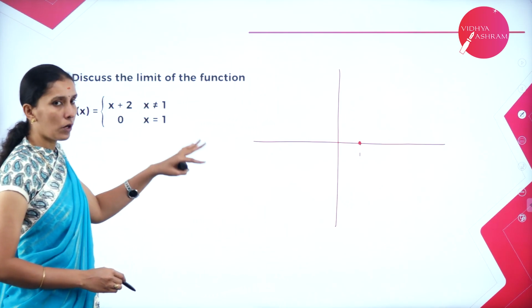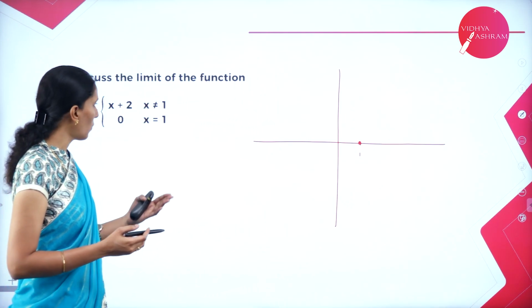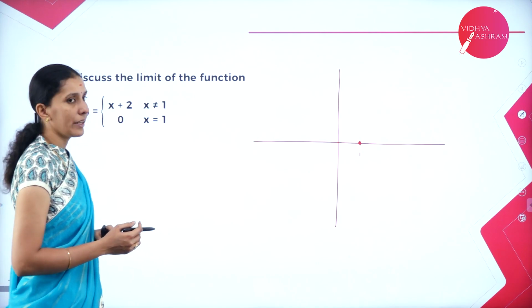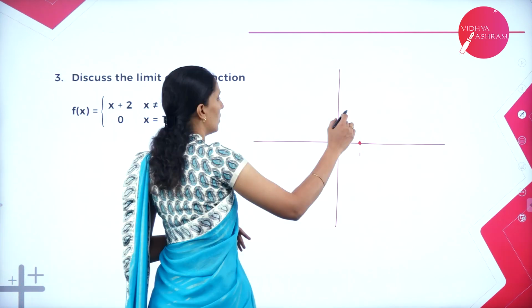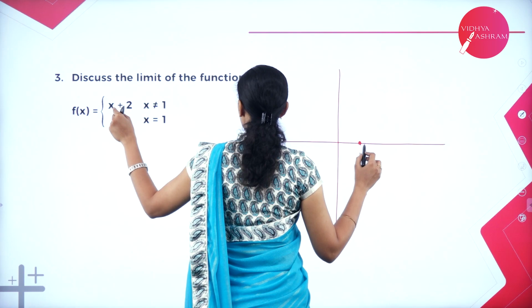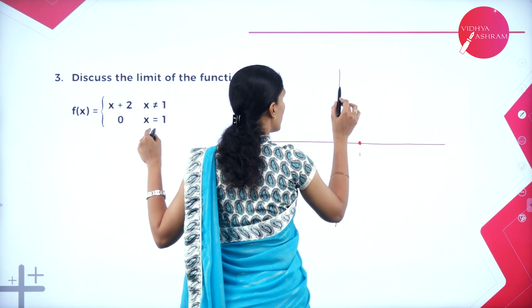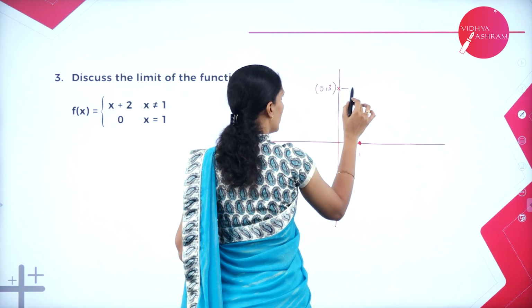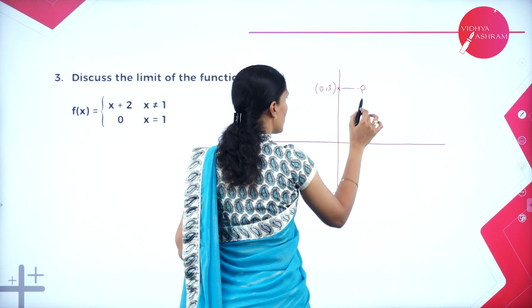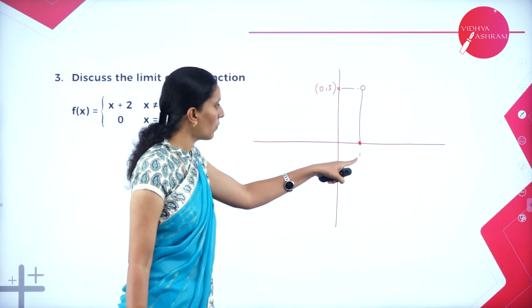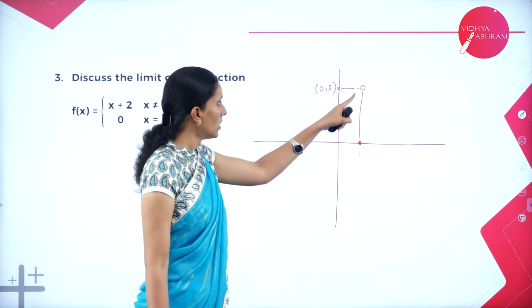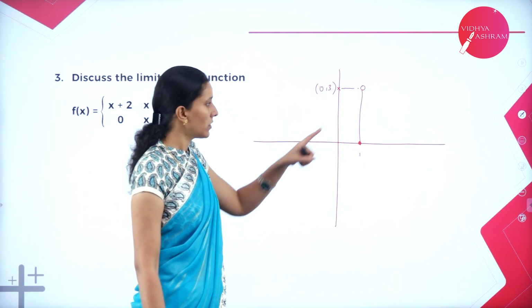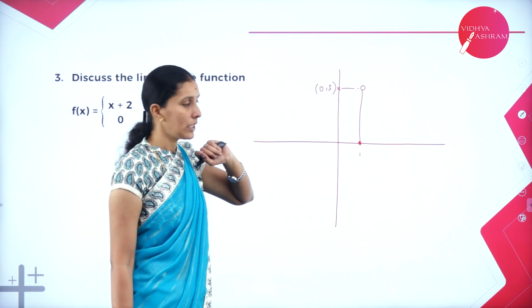And for x not equal to 1, for all the values not equal to 1, that function is x plus 2. So, if I substitute x is equal to 1 here, it gives the point (1, 3). Here I'll write an open circle, because at 1 the functional value is 0. So, it cannot take the value 3. Therefore, I have written an open circle here.